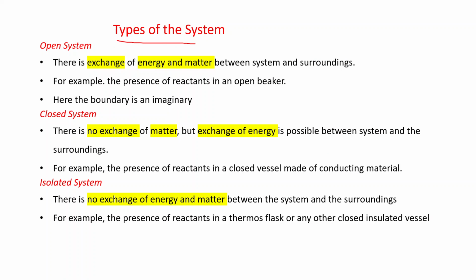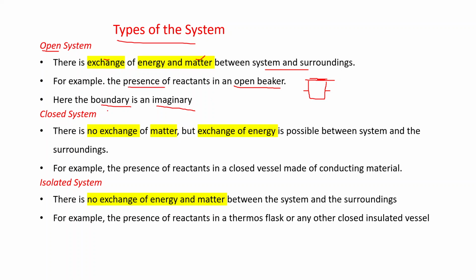Types of the system. First come to the open system. An open system is the system where exchange of energy and matter between the system and surroundings takes place. That is, both are exchanging energy as well as matter. For example, the presence of reactants in an open beaker. Here, the boundary is imaginary. You can just try to understand: this is a beaker, and you can say these side walls are the real boundary, but at the top of this, when this is open, we can imagine this boundary, or you can say this is an imaginary boundary.